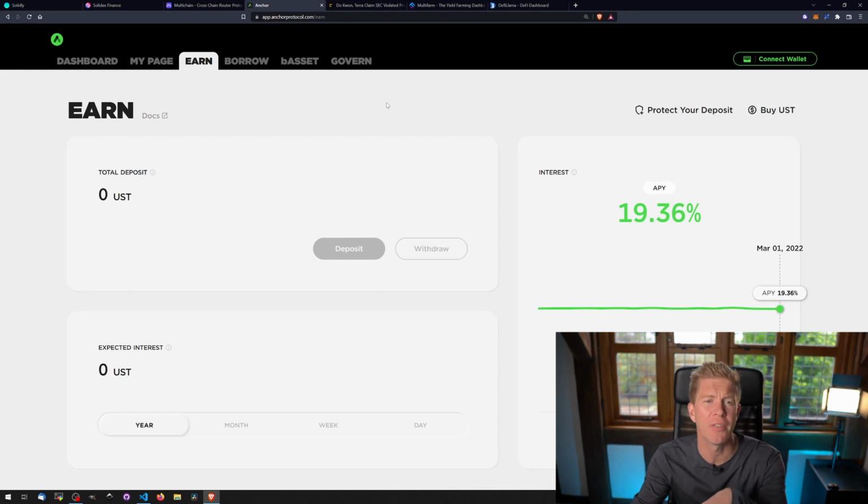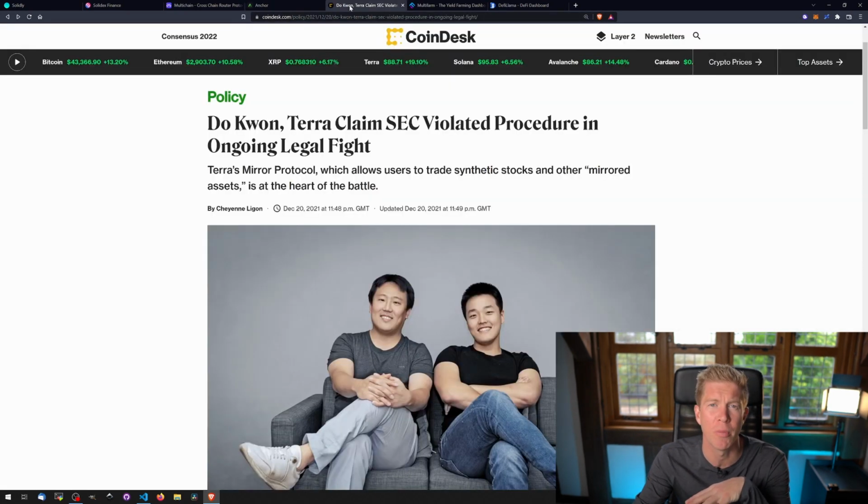The big risk here, I think, rather than smart contract risk, is probably regulatory risk. And Do Kwon and the Terra team have had a legal fight with the SEC in America for some time now, and I think that's starting to heat up and it could potentially impact that ecosystem. There have been questions raised about whether UST and this high return is sustainable for the long term.